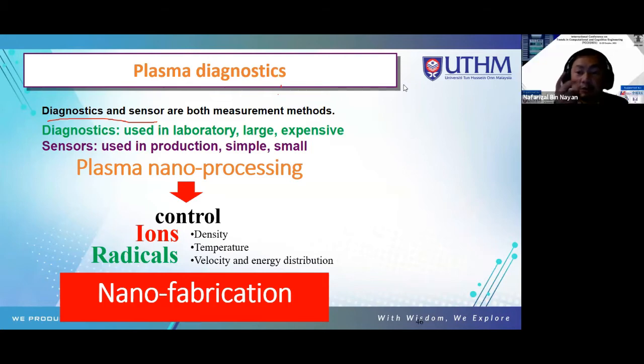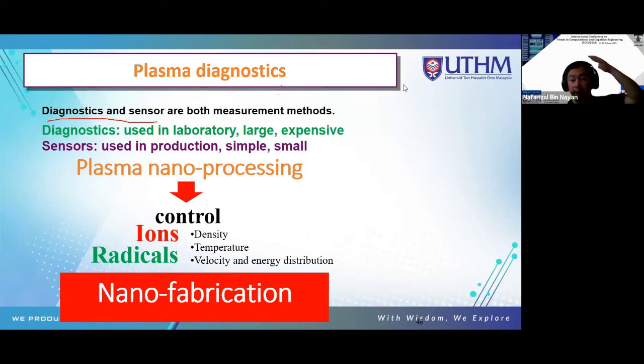Okay, these two terms, diagnostic and sensor. Diagnostic is a term that we use in a laboratory. Most of the time it is very large and it's expensive. A sensor is the one that is used in production. Some are very simple and very small. It should be much less costly.